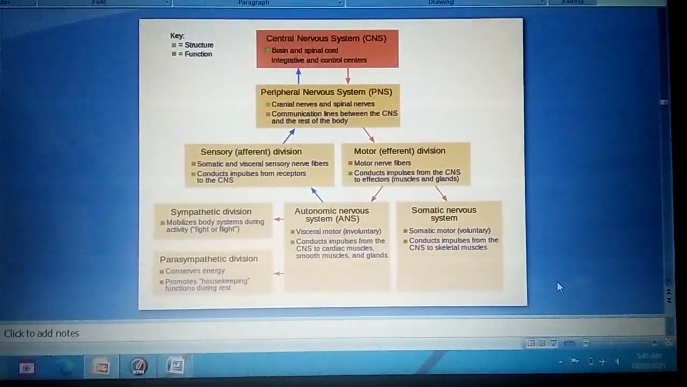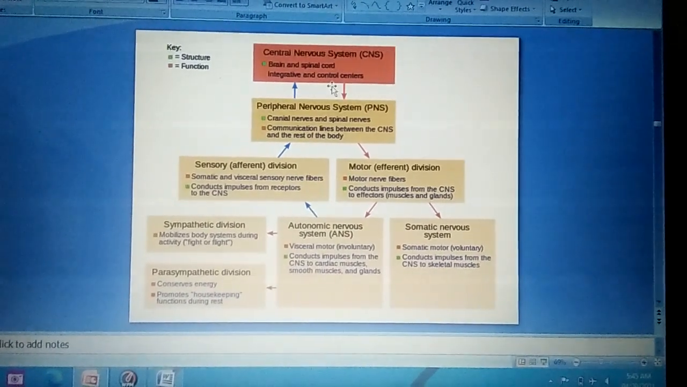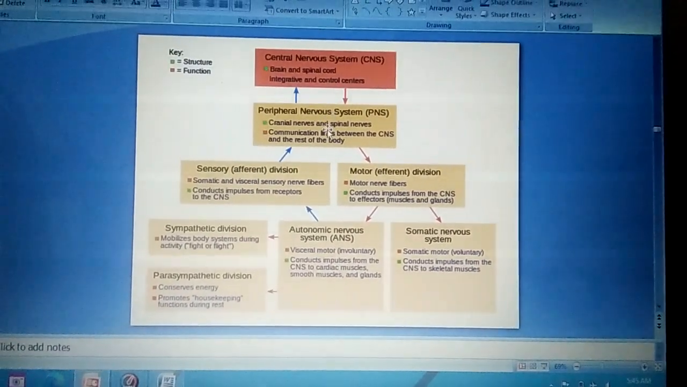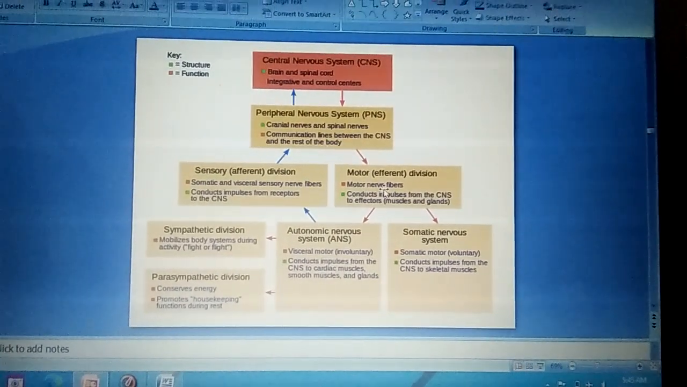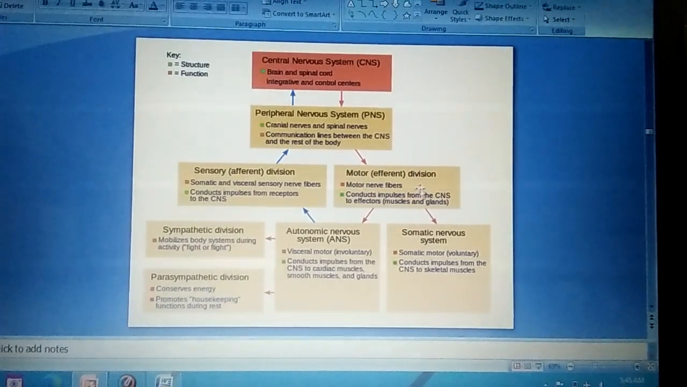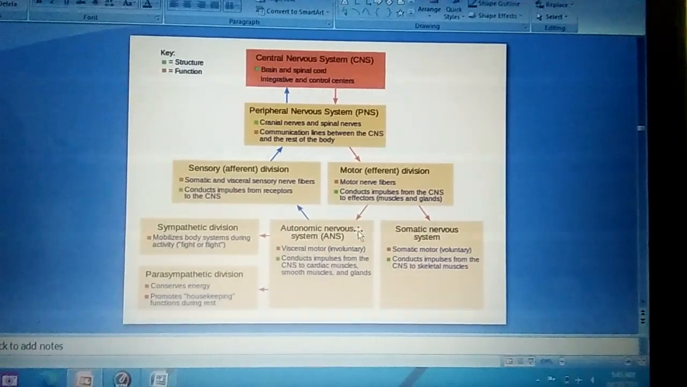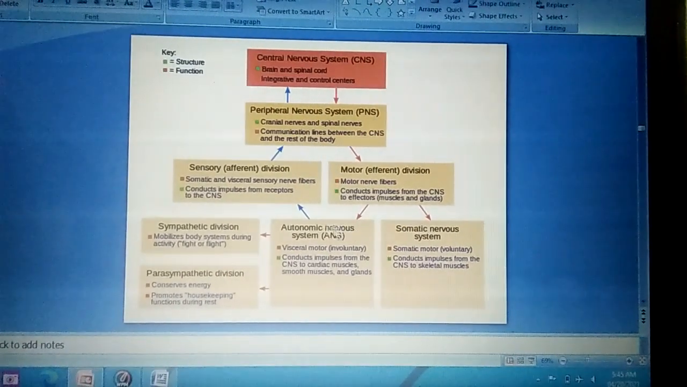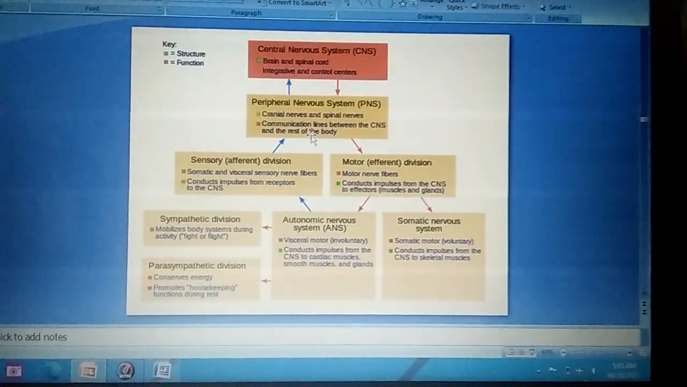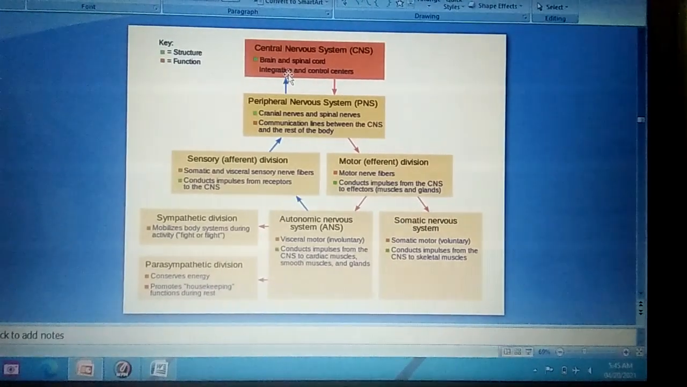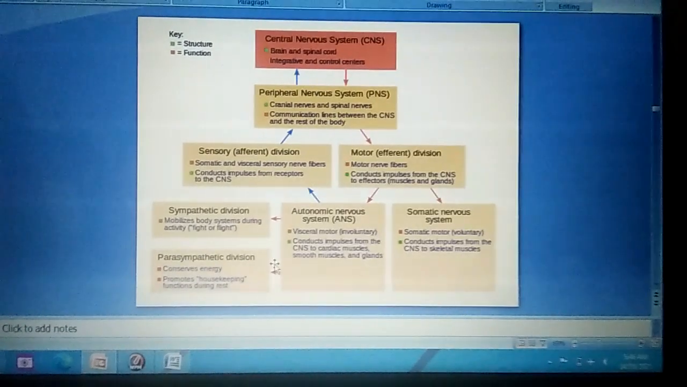This is a brief flowchart. Here, central nervous system contains spinal cord and brain. Then peripheral nervous system, cranial nerves and spinal nerves. Go for the motor or efferent divisions, which include motor nerve fibers having somatic nervous system and autonomic. Again, this is for the sensory or afferent divisions, going to the peripheral nervous system and then to the central nervous system. And autonomic also goes for the sympathetic and parasympathetic division.